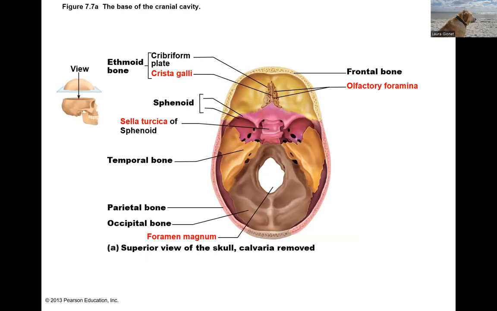And so here in this picture of the skull, we're looking down into the skull. The pink bone indicates the sella turcica. The brown bone anterior to that is the ethmoid bone, and it identifies the crista galli right in the center, and to the right and left of the crista galli are the olfactory foramina. We also see, again, the foramen magnum found on the occipital bone.